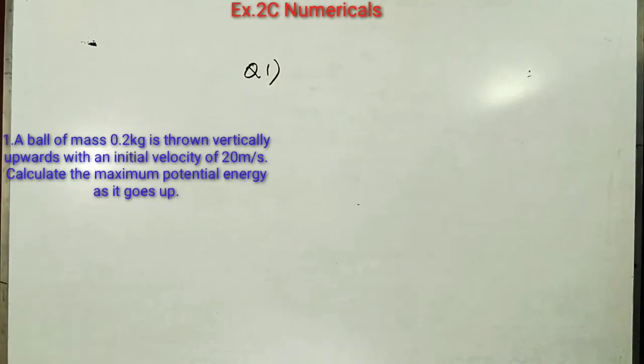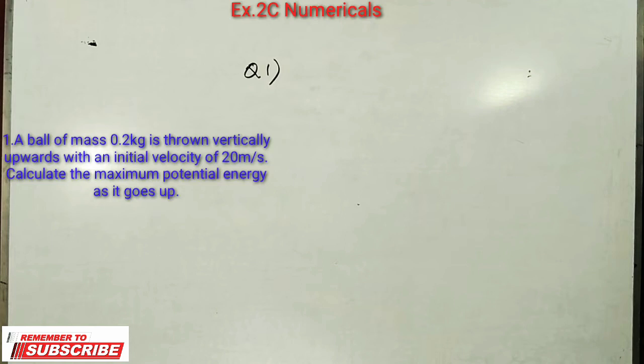Today we are going to solve the numericals given in exercise 2C of your chapter number 2, work, power and energy. Let's begin with question number 1. A ball of mass 0.2 kg is thrown vertically upwards with an initial velocity of 20 meter per second. Calculate the maximum potential energy it gains as it goes up.